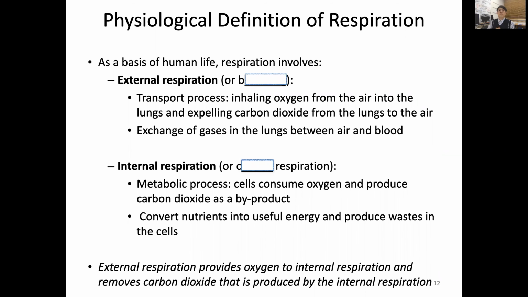So first of all, what is respiration? As a basis of human life, our respiration involves two ways. One is called external respiration, or what we call breathing, and the other is internal respiration. External respiration is about the transport process of inhaling oxygen from the air into our lungs and expelling carbon dioxide from the lungs to the air. So this is the exchange of gas in the lungs between the air and the blood that runs through the lungs.